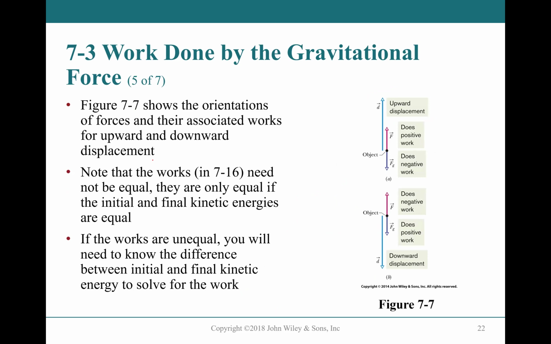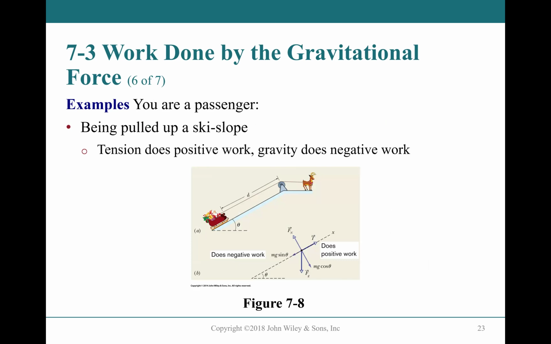So we don't need to worry about this. This is just the gravitational force. If it's moving up, the gravitational force is doing negative work, so our applied force is doing positive work. And if the object is moving down, our gravitational force is doing positive work, but our applied force is doing negative work. Okay, so this is how to calculate the work done by gravitational force.